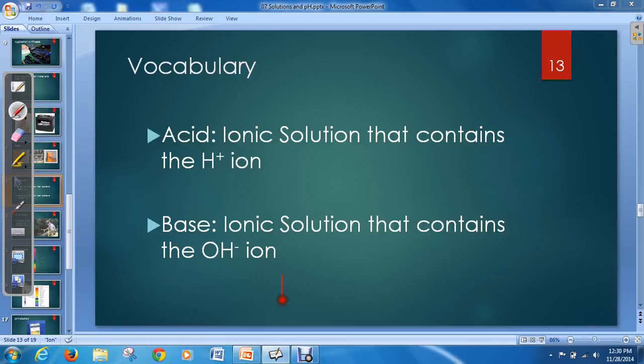So if I take the H plus ion, a hydrogen with a positive charge, and I take an OH minus ion, oxygen and hydrogen combined with a minus charge, and I combine those together, you can imagine what I'm going to get is H2O, or water. The positive and minus cancel out. We combine those together, we get H2O.